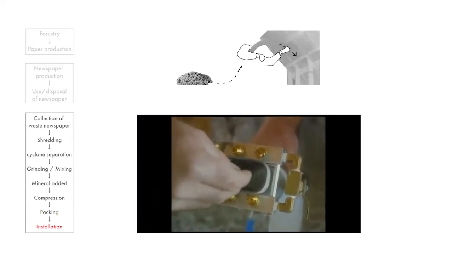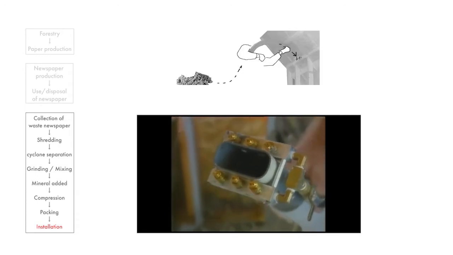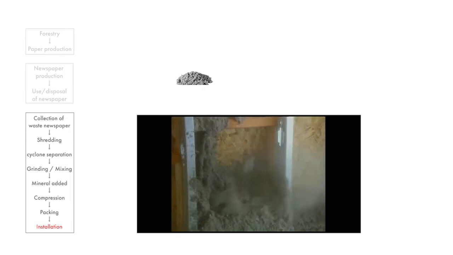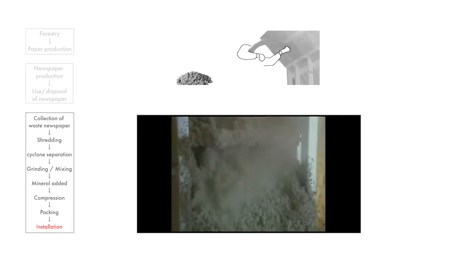In the construction phase, cellulose fiber insulation would be installed between walls, floors, and ceilings, or under the roof using the blowing machine, either injected with moisture or dried.